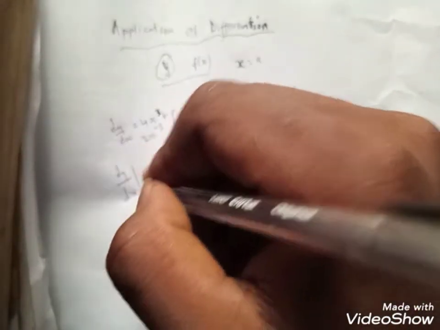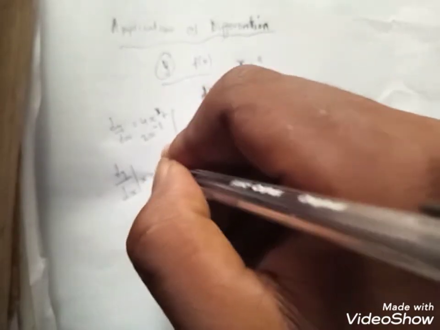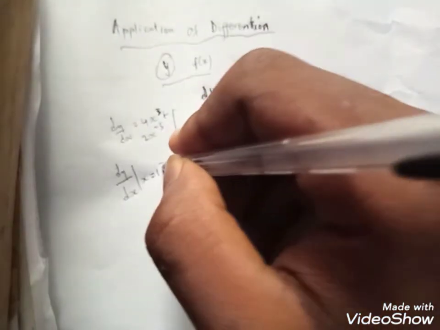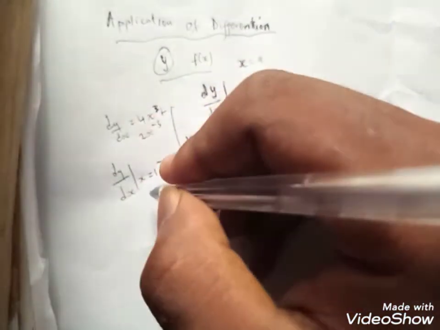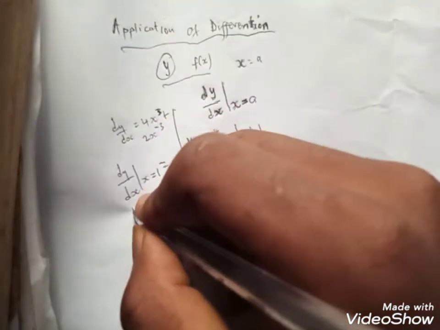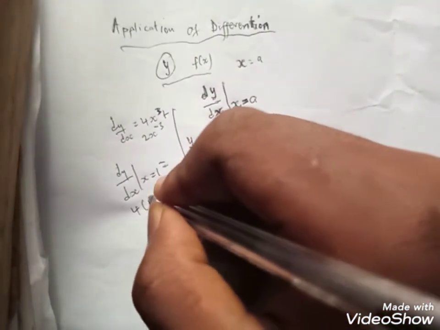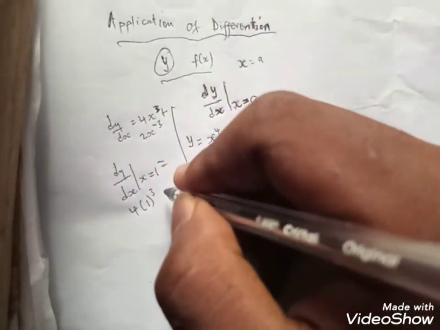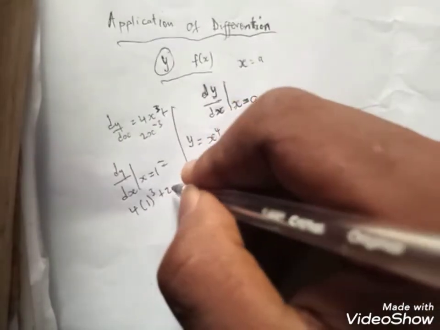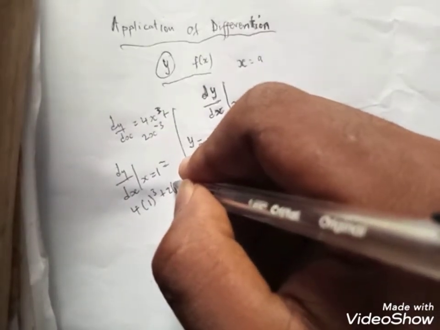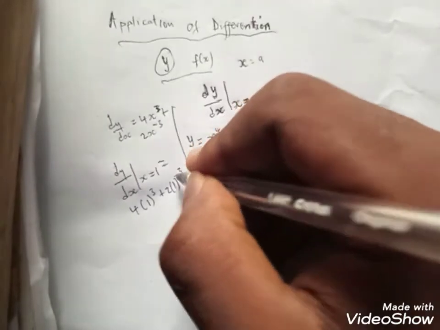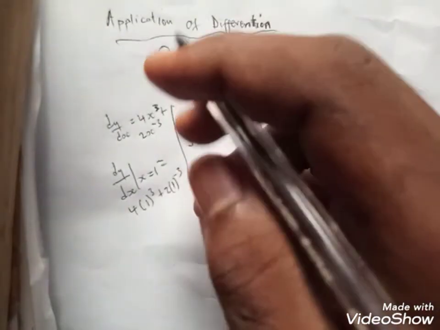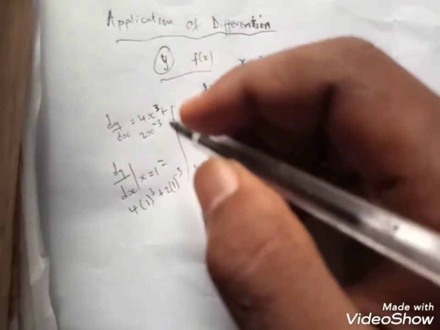Then what next? You will put the value given into the differential equation, and it is always written in this notation. This is how you write it, and then put your 1 there. Then you will have 4 times 1 power 3, then plus 2 times in bracket 1 power minus 3.